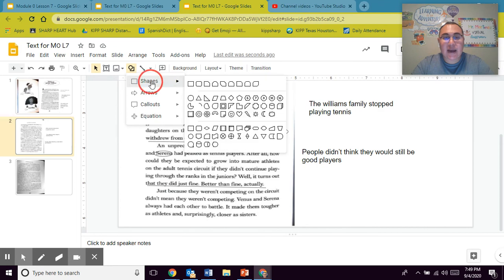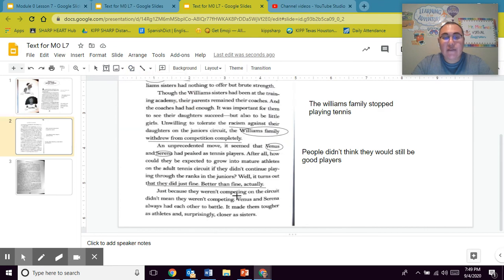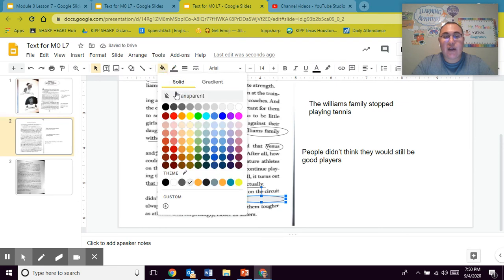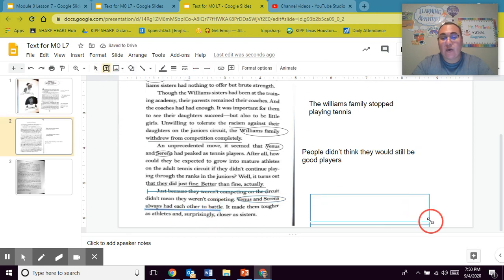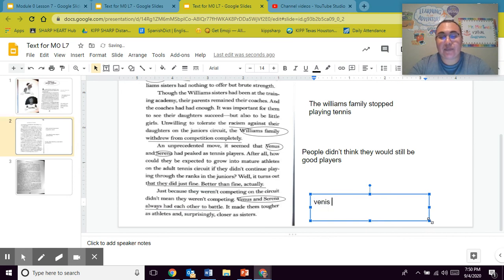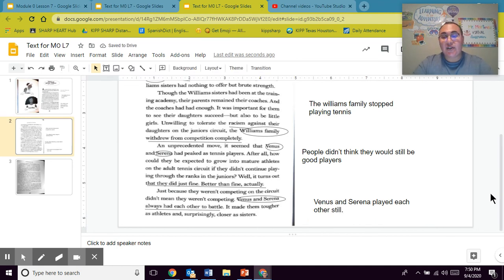So they're saying that Venus and Serena, what are they doing in this paragraph? Just because they're not in the circuit means that they always had each other to battle. So I think a gist for the who and the what is Venus and Serena played each other still. So even though they're not playing in the circuit, they still had each other to play.